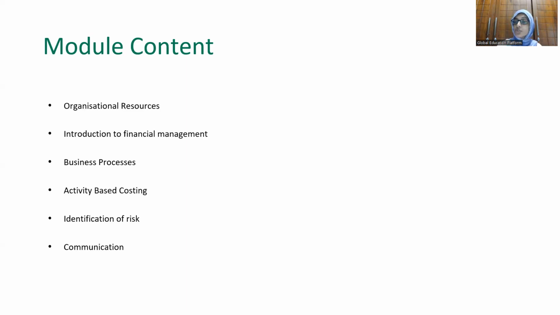Now, the third section would be business processes. So what is included under business processes? We will be considering areas such as, let's say, different business processes, such as the ratio analysis, benchmarking, as well as strategic audit.